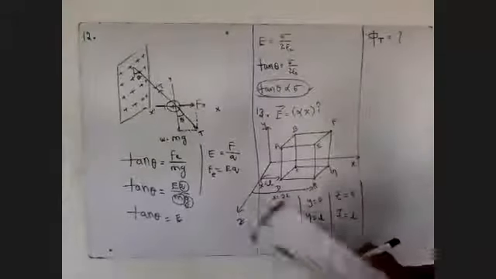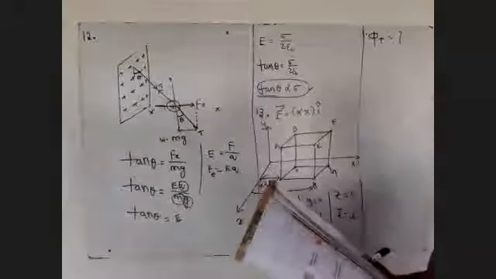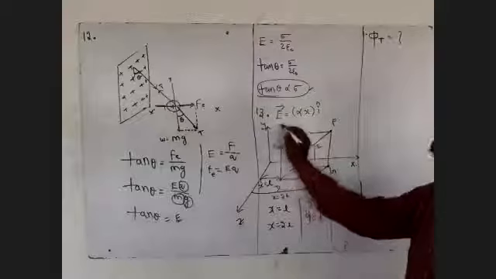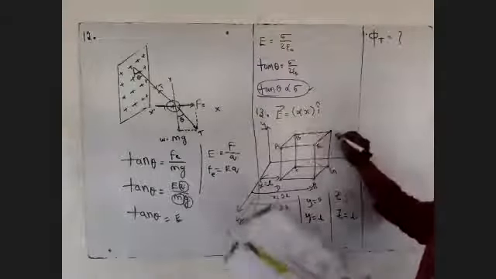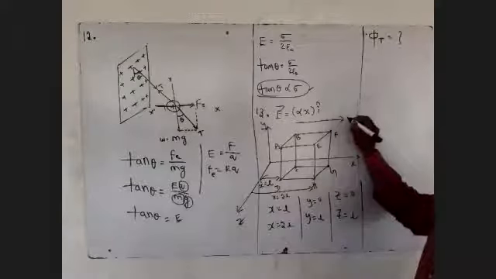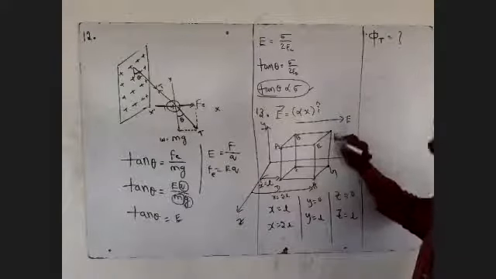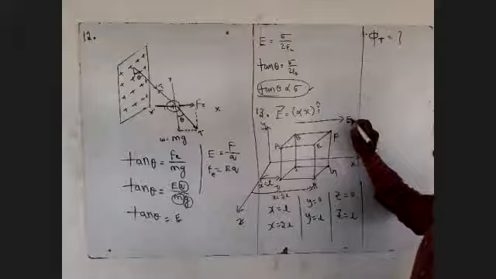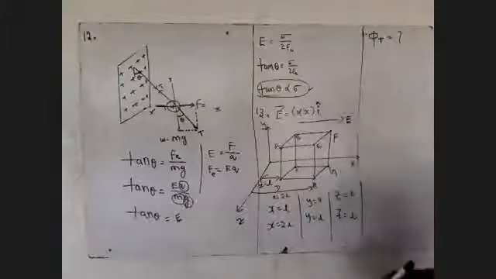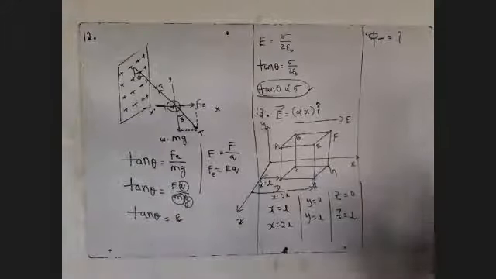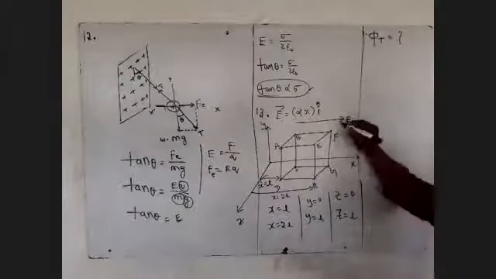Here, this is the flux. What is the direction of the electric field? This is the direction of the electric field. It is along the x-axis, since this is i cap, meaning the electric field is along the x-axis.